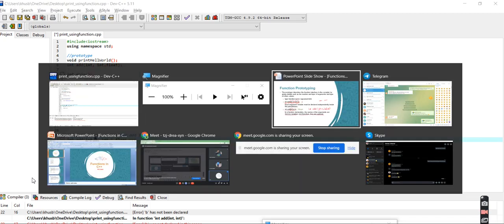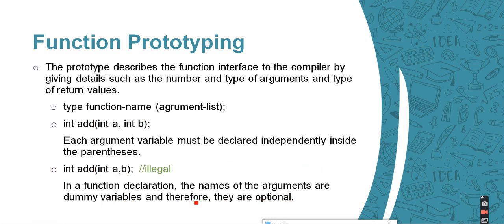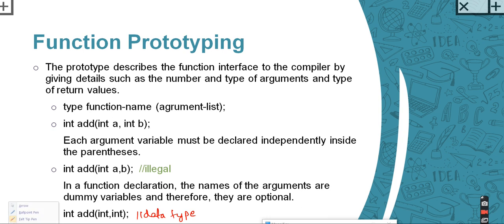Okay, now the next one. So here we can see it is our function add, which is just going to store the value of just the data type. We can give any name, but it is not mandatory for us in function prototype only.